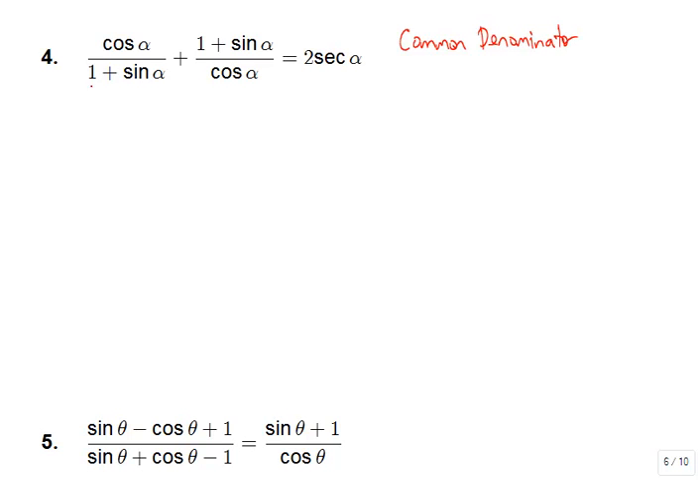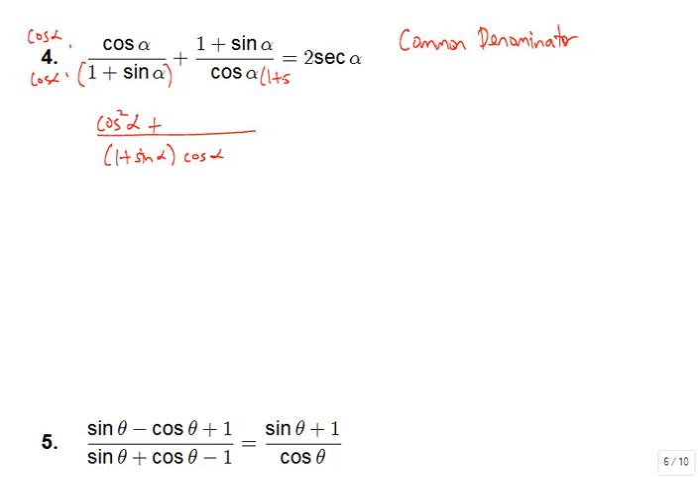So here my common denominator would just be these two denominators multiplied together. So I would have a 1 plus sine alpha times that cosine alpha. Now, since this first fraction already had the 1 plus sine alpha, it's missing the cosine alpha. So that's what I need to multiply by on top and bottom. So cosine alpha times cosine alpha would make this cosine squared alpha. Then we're adding to that this second fraction. It already has the cosine alpha.